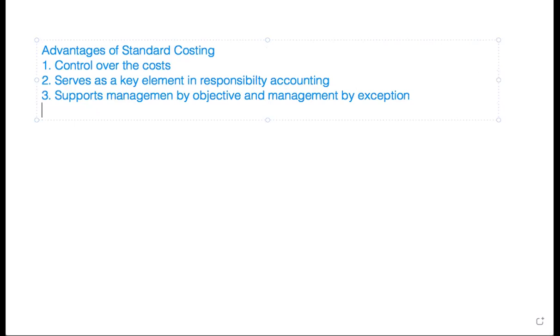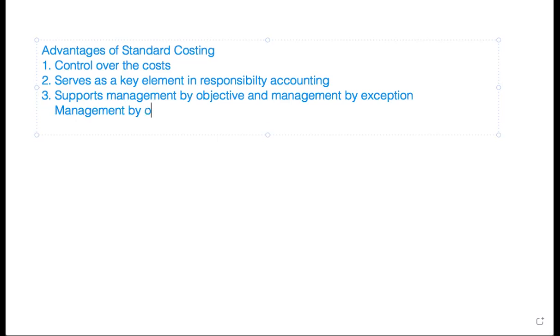So what is management by objective? It's the approach where the manager and the subordinate are evaluated based on the achievement of the set goals, right? But management by exception is another managerial approach where the management gives attention to things that are different from the standard. I hope you understand this one. See the difference, right? In management by objective, you just focus on the achievement of the set goal.